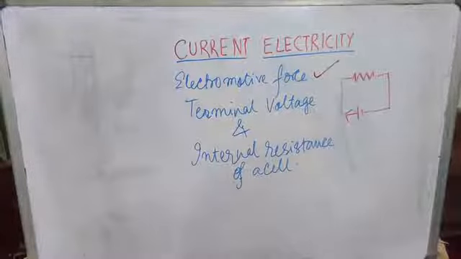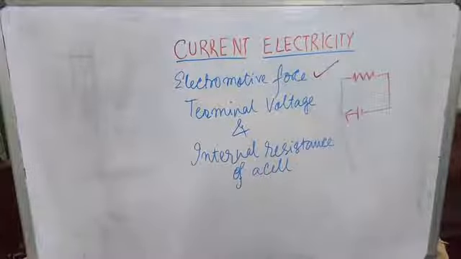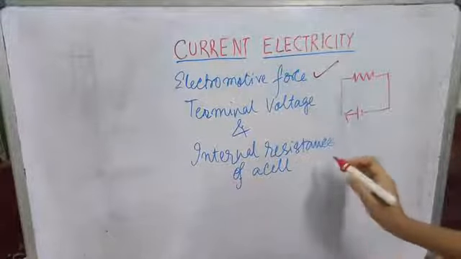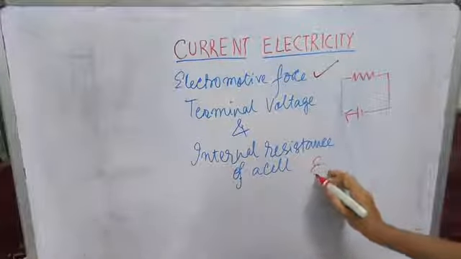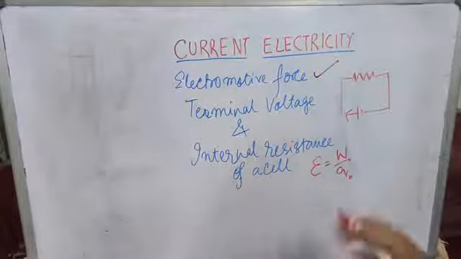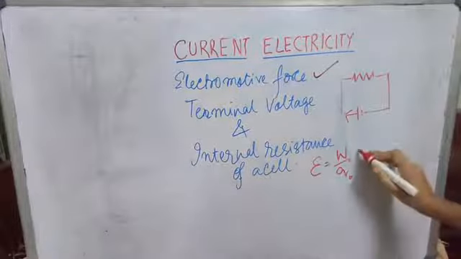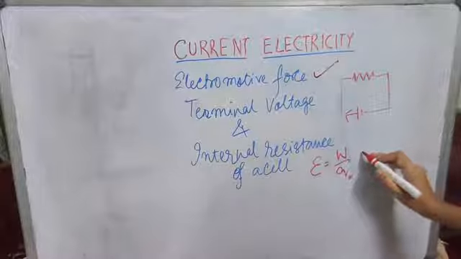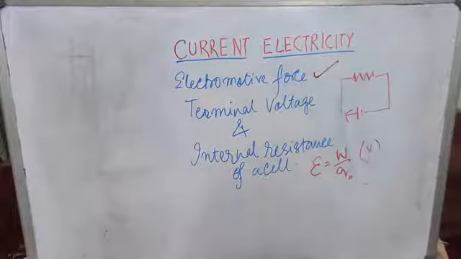EMF can be defined in this way also. When no current is drawn from the cell, that is, when the cell is in open circuit, the potential difference between the terminals of the cell is called the EMF. As you can see, EMF is the work done per unit charge. EMF is equal to work done per unit charge. It will have the same unit as that of potential difference. So EMF has the unit volt.